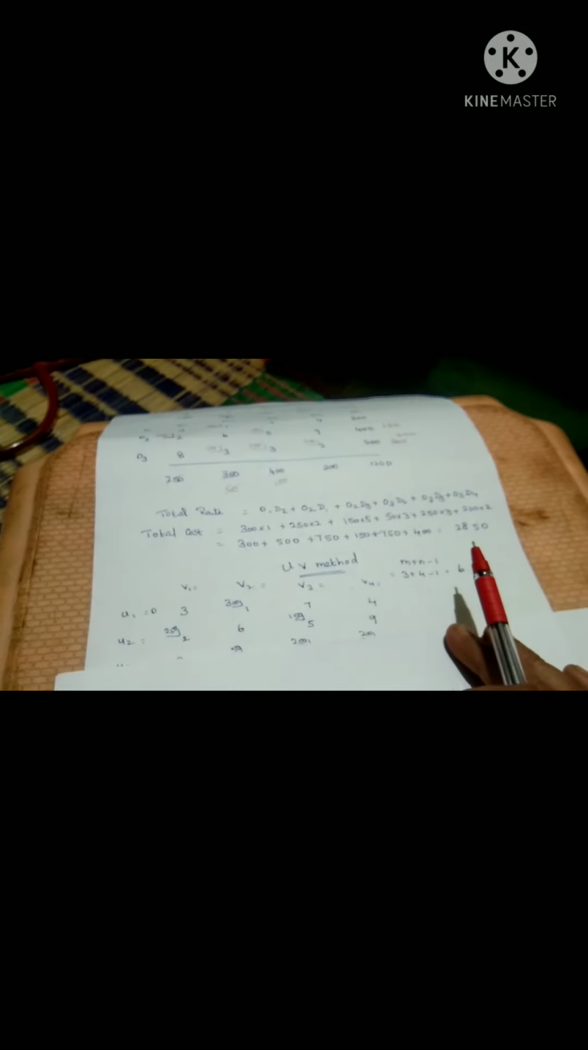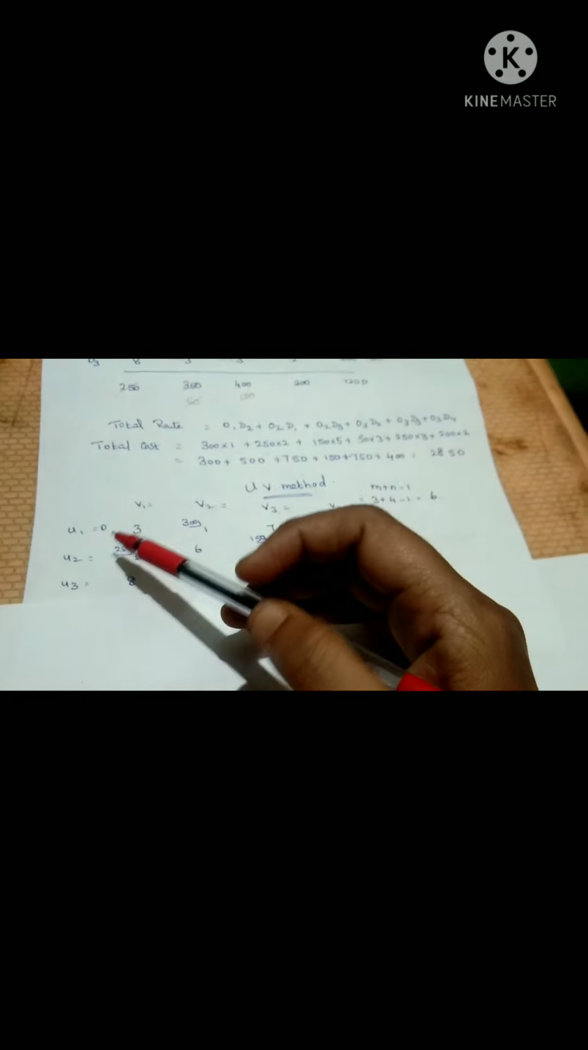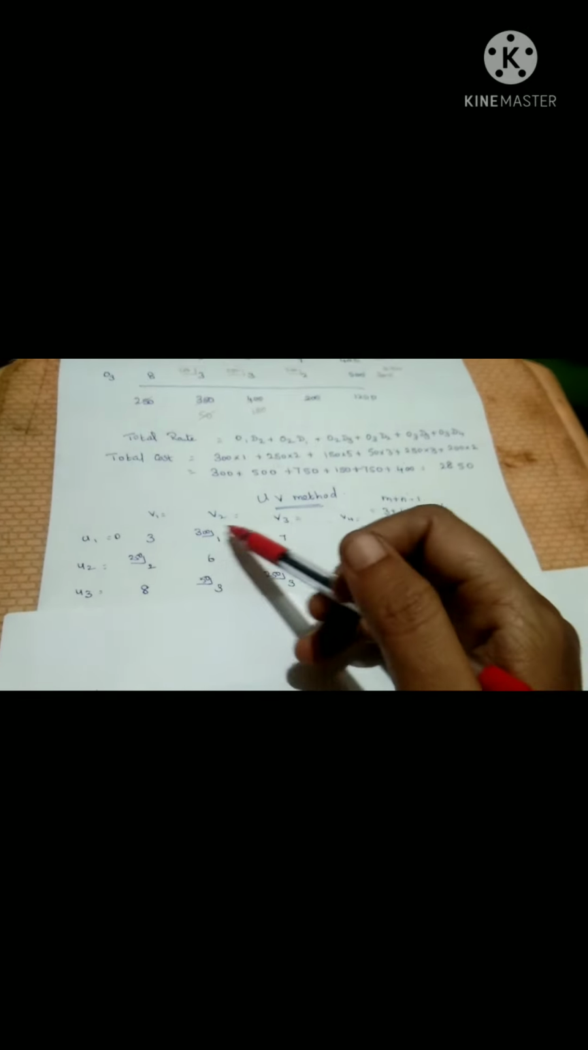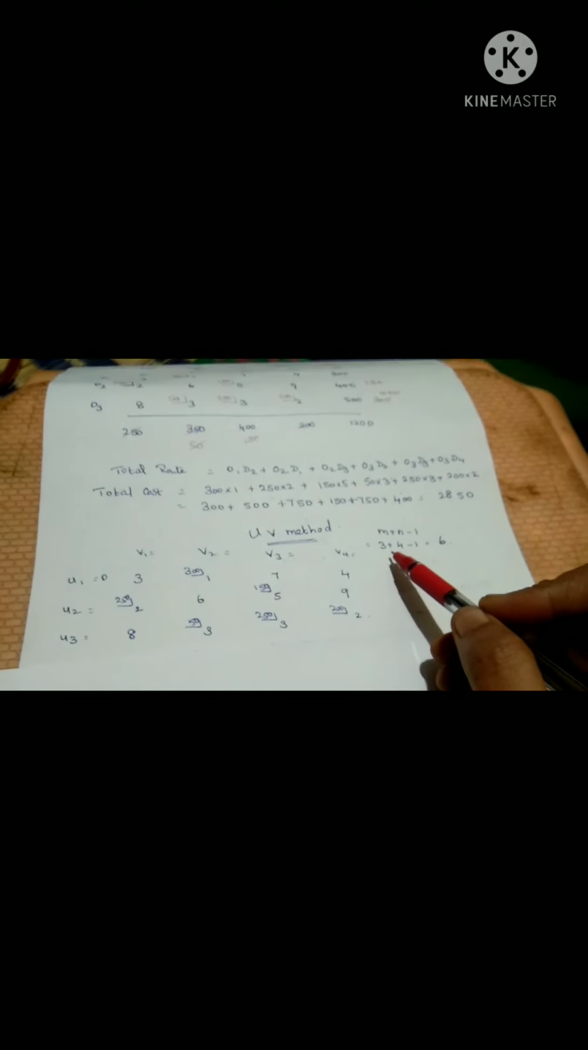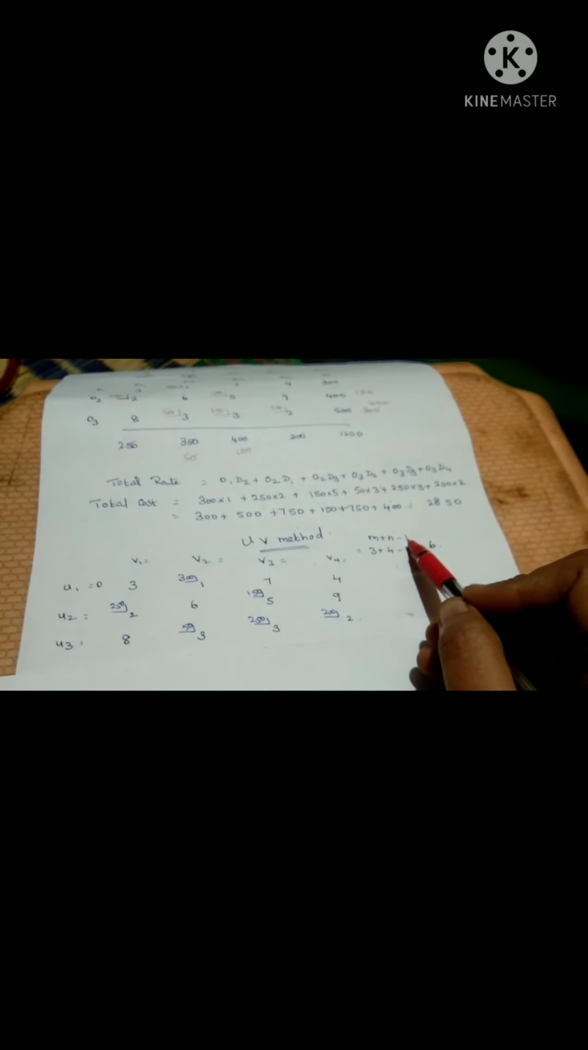Likewise, I applied and set the table: U1, U2, U3, V1, V2, V3. Before applying these, we need to find out how many allocations there should be. The formula is m plus n minus 1.